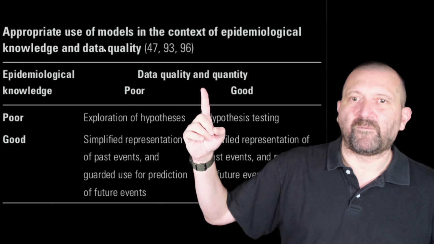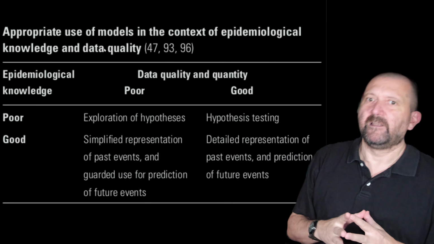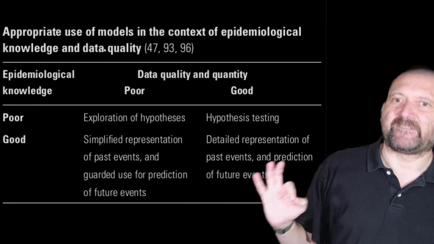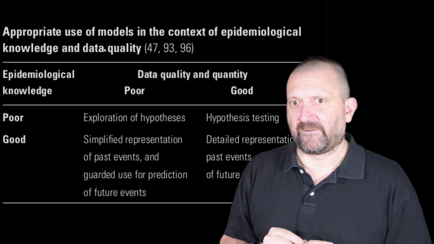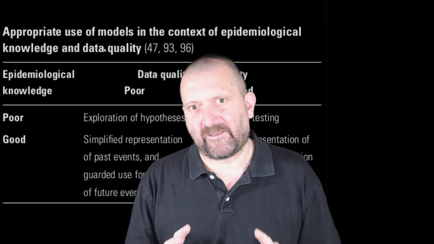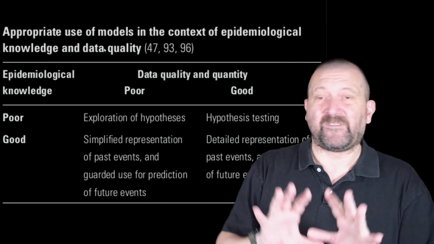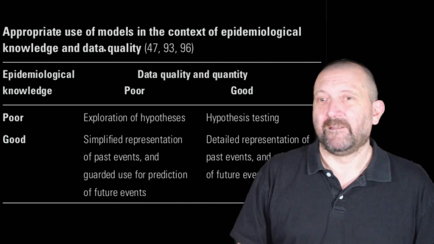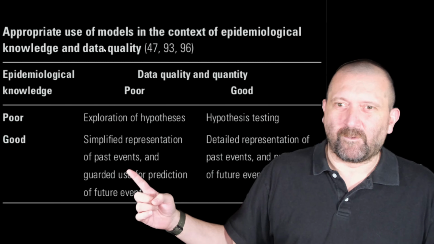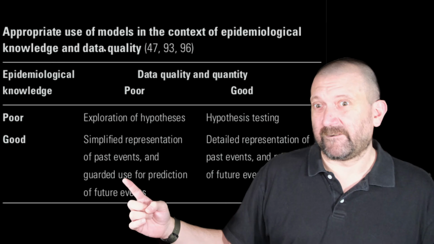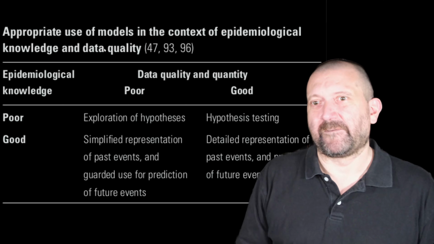Now, if you have both good or abundant data and good epidemiological knowledge, then you can do a detailed representation of past events and you can do prediction of future events. But their point is that really you should keep this table in mind when you're proceeding with modeling. Don't, for example, overthink your prediction component if you have poor data or you have very little data.